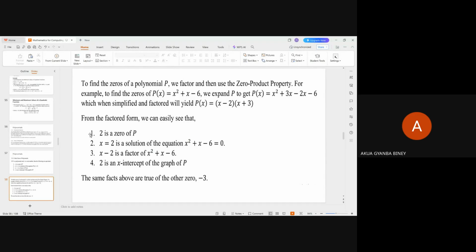Now, 2 is a zero of P. 2 is a zero of P, because if we put 2 in there, the whole equation will run to 0. So let's put x equals 2 in there. This will give us 4 plus 2 minus 6. The whole thing will be 0. So 2 is a zero of P. Likewise, minus 3 is also a zero of P. This is what the zeros of polynomials are all about.